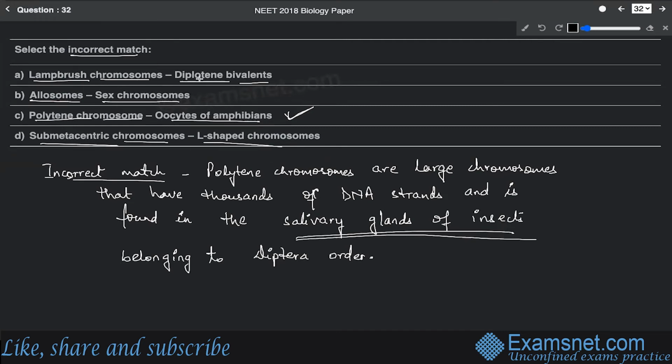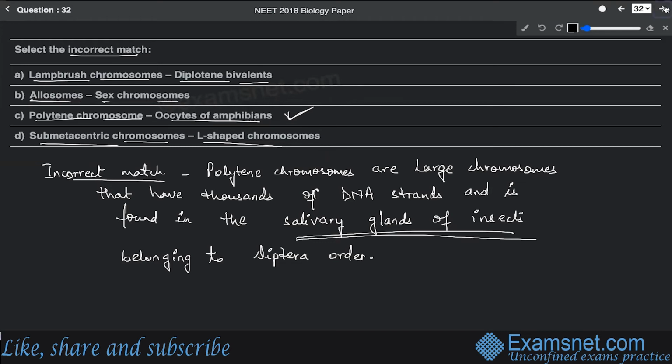Now, lampbrush chromosomes have the presence of diplotene bivalents. Again, this is true. Allosome is called a sex chromosome. This is also correct. Allosome is the alternative name of sex chromosome. And submetacentric chromosomes are L-shaped chromosomes. Again, this is also true. All right. So that's why the incorrect one is option C.